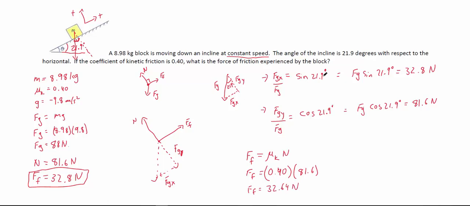If we found it that way, there is a little bit of a difference, but that's because of a rounding issue. I did some rounding when I found the x component and the y component. Had I kept all those numbers, we should have ended up with the same answer. But we're fairly close, 32.8, 32.6. So we could have done it by solving for the y component and finding the normal, multiplying by the coefficient of friction, or we could find the x component and have that equal the force of friction because of the constant speed. And that's how you'd solve that problem.